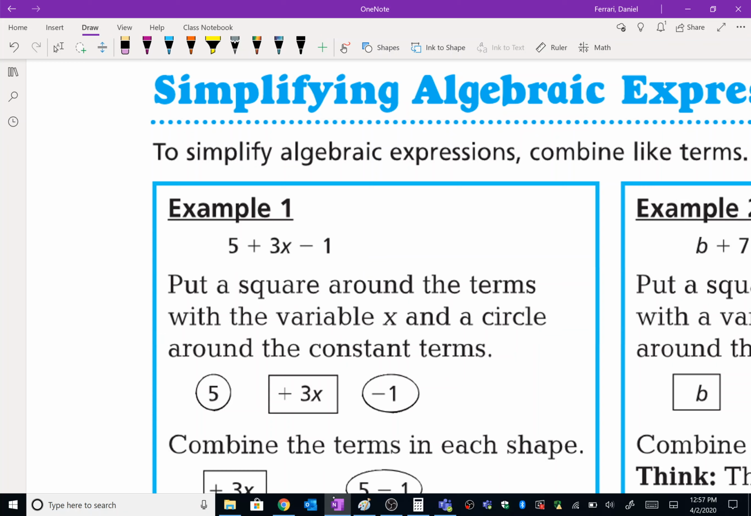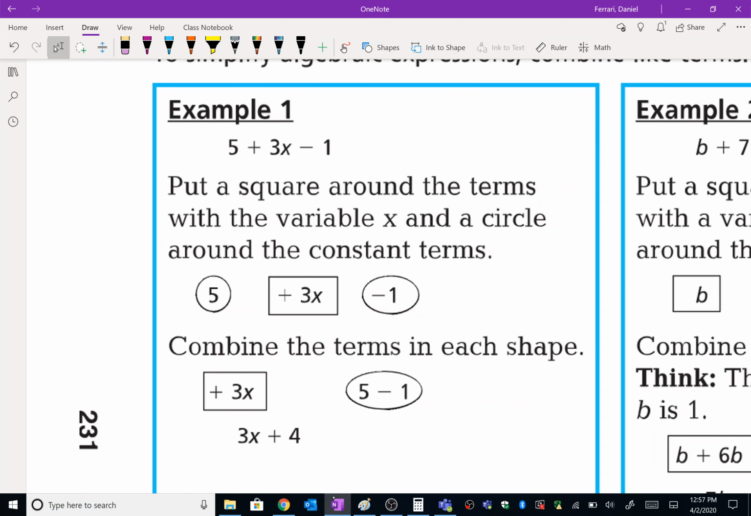So all I can do in this one is just combine things that are already here. I'm not going to be getting rid of anything. I'm not going to be removing anything. All I'm going to be doing is just combining what I can. And in the example here, they have you circling and putting squares around different terms. So you're absolutely welcome to do that. And you just want to be looking to see which ones go together.